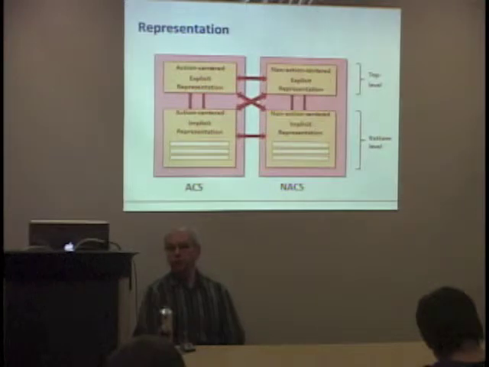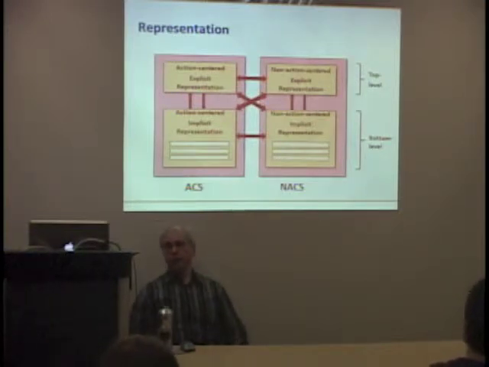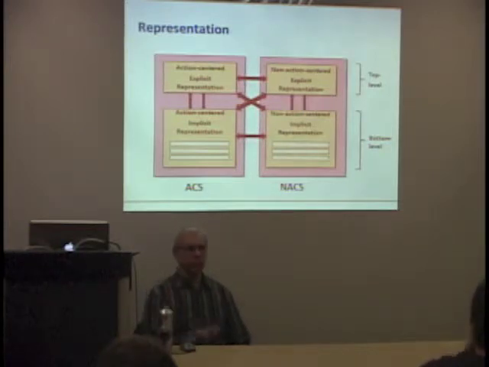Let's look at the representation more closely. This slide, first of all, shows the essential interconnection between the ACS and the NACS, which we'll get into later here. As you can see, there is a top level and a bottom level in both, and there is a bidirectional flow, if you will, between the top and bottom levels in each, along with communication across the boundaries between the NACS and the ACS.